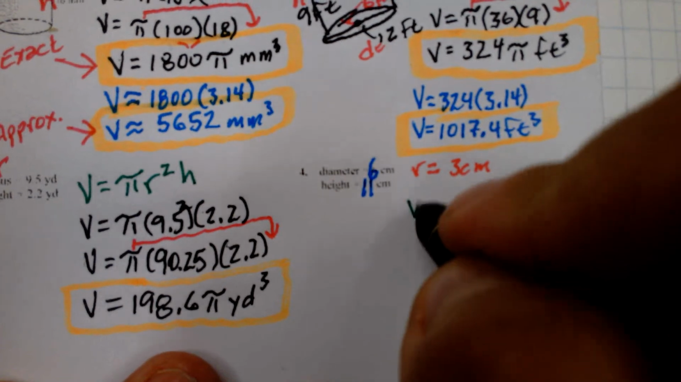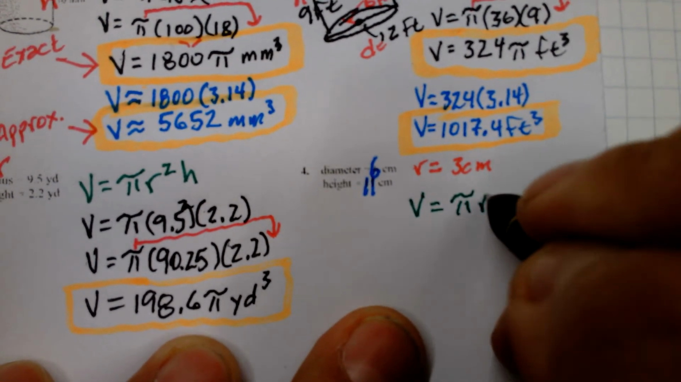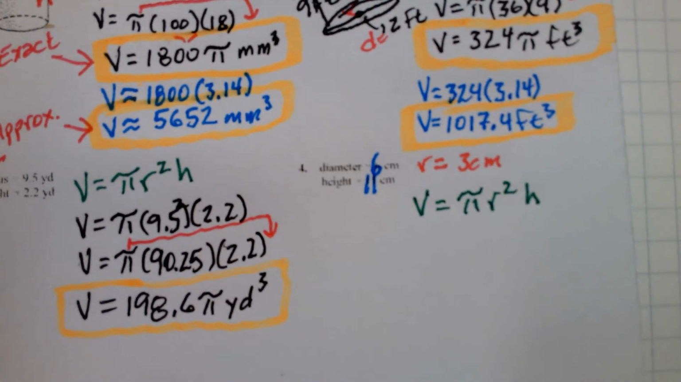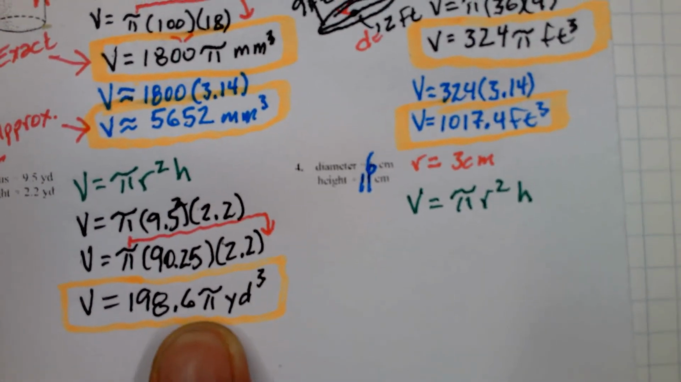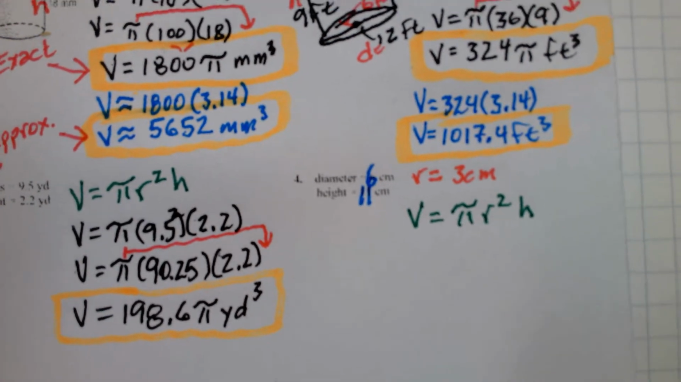So work it out, please. Pi times radius squared times height. I'll give you a little bit of time, but I'd like you to work this out and leave your answer in terms of pi like we did here. Okay, I'll give you a little bit of time. I want you to work it out.